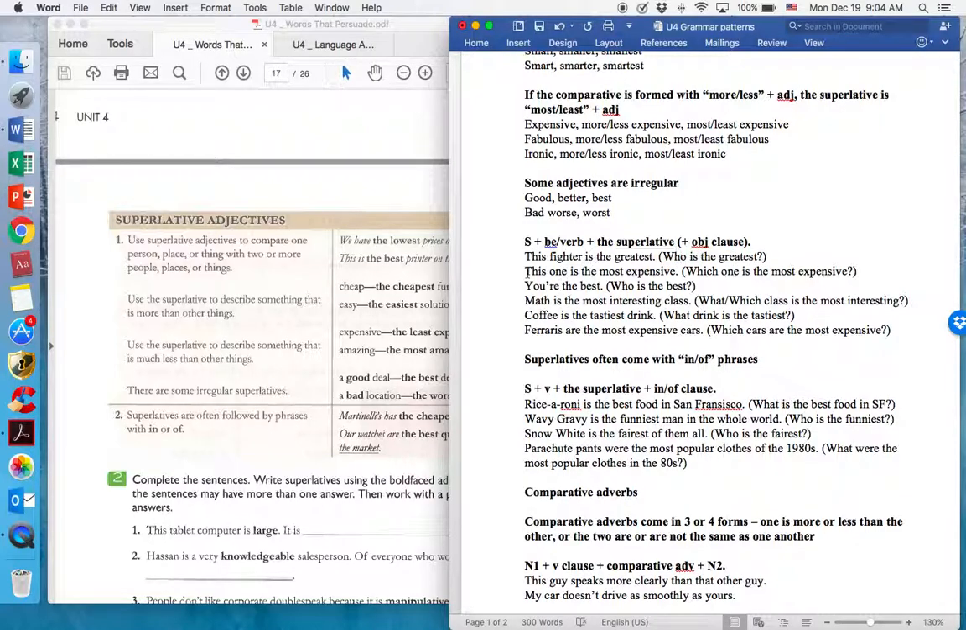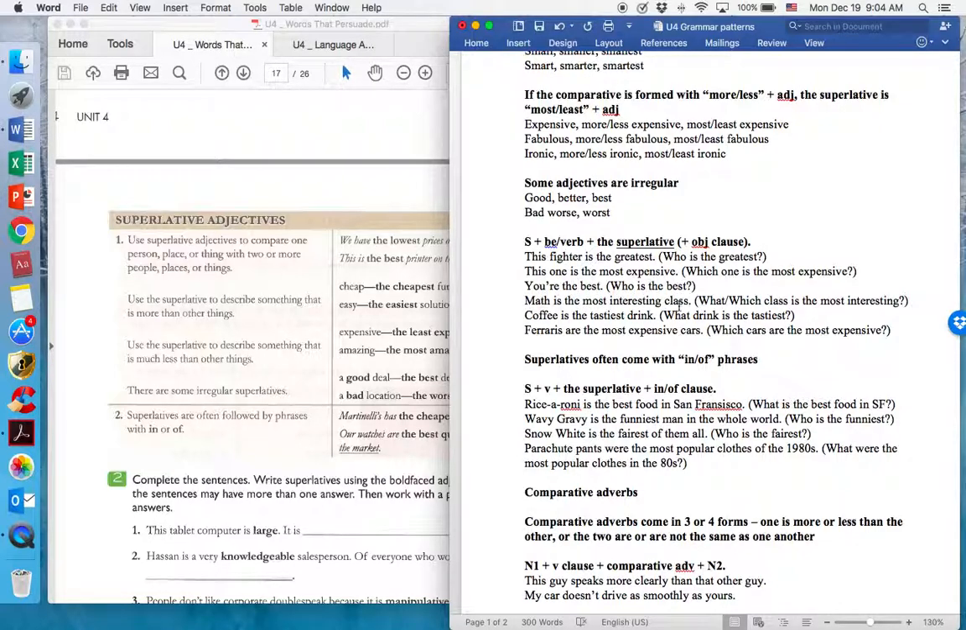This one is the most expensive. This one is our subject, followed by be verb, the, and then most expensive. It has to be the definite article, the, not a most expensive, but rather the most expensive. And this answers the question, which one is the most expensive? You are the best. You is a subject, followed by be verb, and then the best. Who is the best is the question.